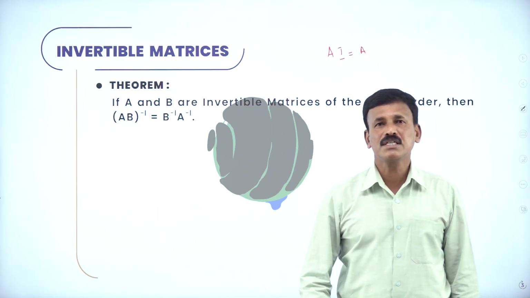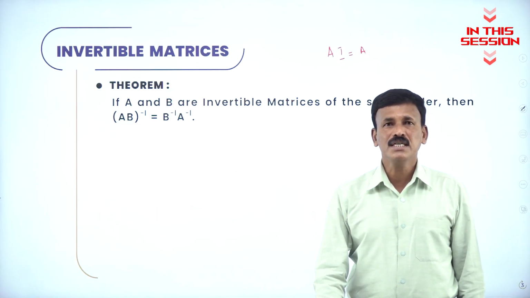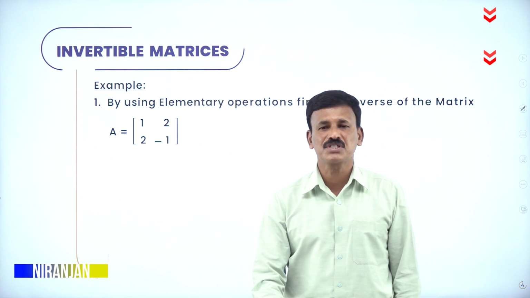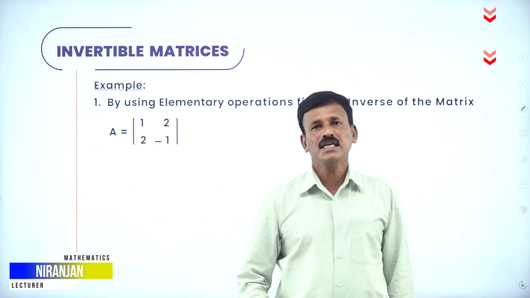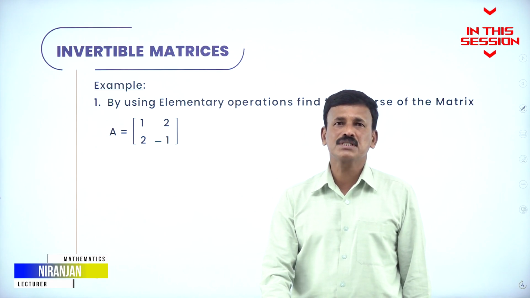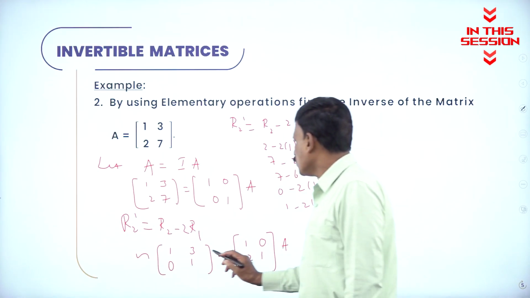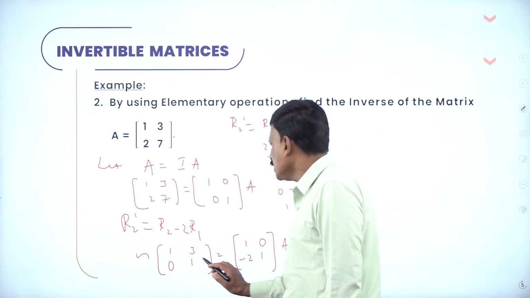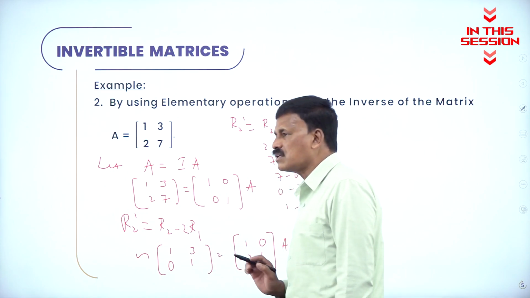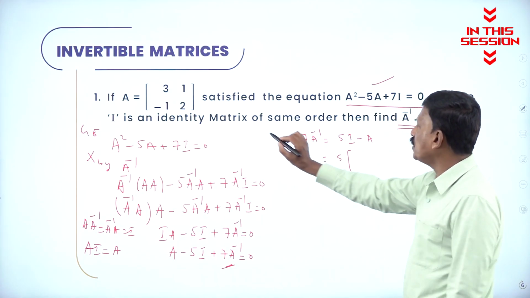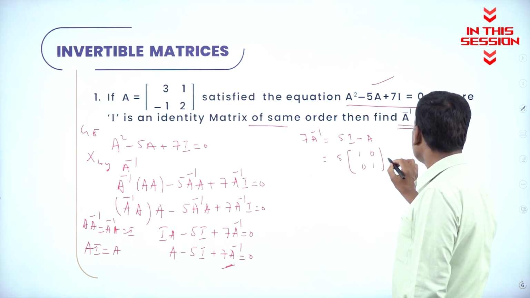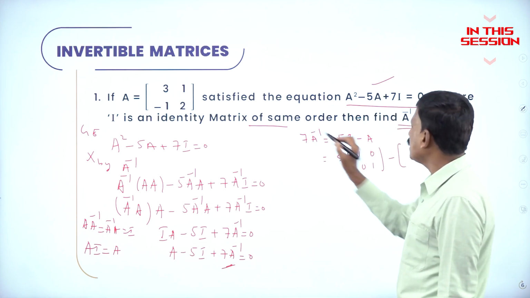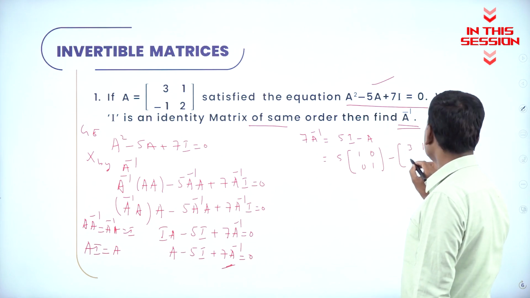If your matrix is multiplied by identity matrix, you are going to get the same matrix. Find the inverse of a square matrix using elementary operations. Here the elementary operations may be row operations or column operations. So 1, 0, 0, 1 already. Here convert this to 1, that's all. Identity matrix of same order is 1, 0, 0, 1 minus A. What is A? Given matrix 3, 1, minus 1, 2.